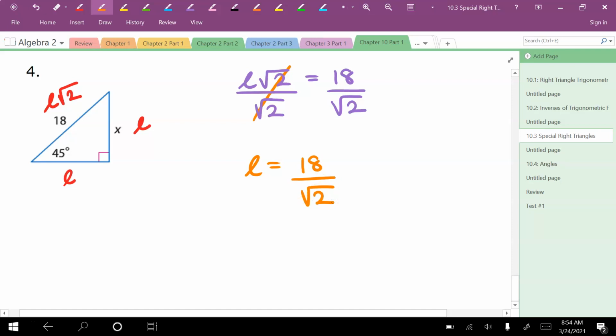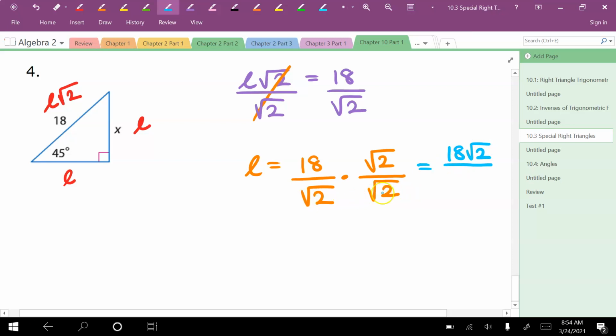But you can't leave it like that. You can't leave radicals in the denominator. You have to get rid of them. So what do I need to multiply by on the top and on the bottom? Good, the square root of 2. Okay, so across the top, I'm going to go ahead and just stick those pieces together. So it says 18 and the square root of 2.